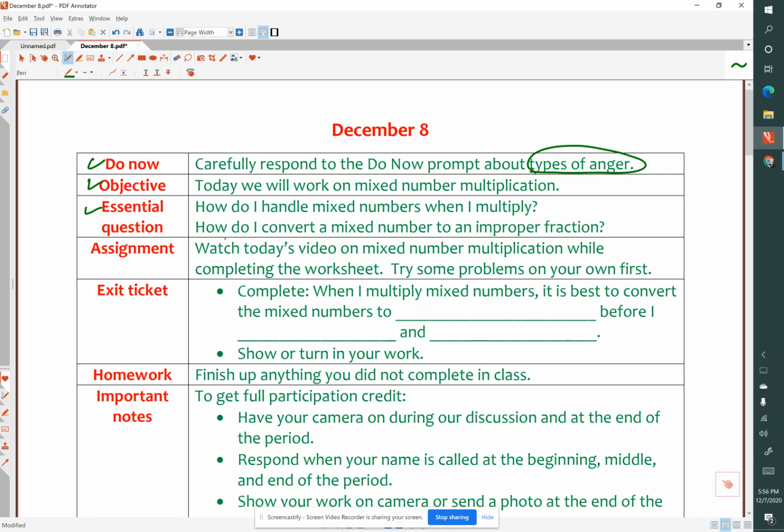So we want to think about, how do I convert a mixed number to an improper fraction? We've done this before, but practice makes perfect. We put it down for a while, we come back later, we practice again, and we become experts. So for our assignment today, we'll watch the video on mixed number multiplication, and we'll complete the worksheet.